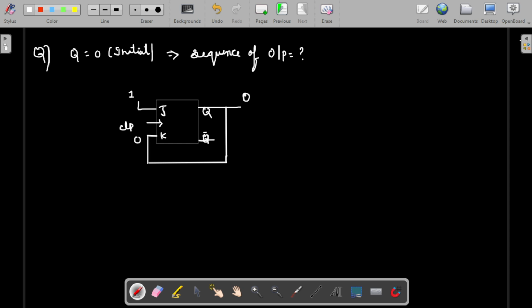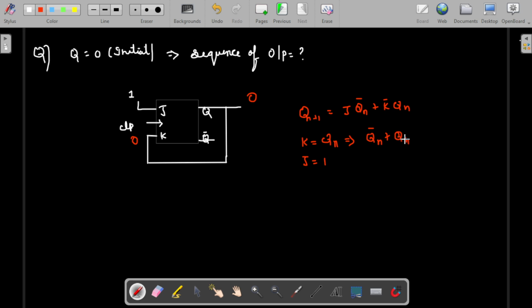If it is 0, it will come here like this. Let me use the red pen. If it is 0, then here it is also 0. Whenever JK is equal to 0, how do things stand? We know the characteristic equation: Qn plus 1 is equal to J Qn bar plus K bar Qn. Here we can clearly state J is always 1, and K is equal to Qn. If we substitute these, J equal to 1 gives Qn bar, plus this term will always be equal to 0 because K is equal to Qn.